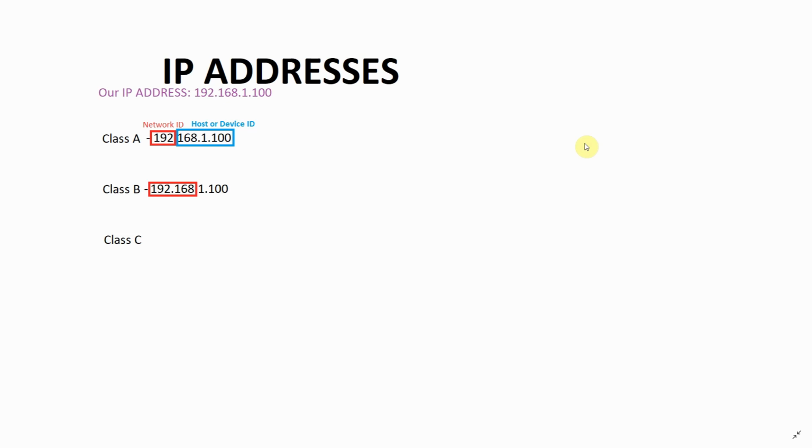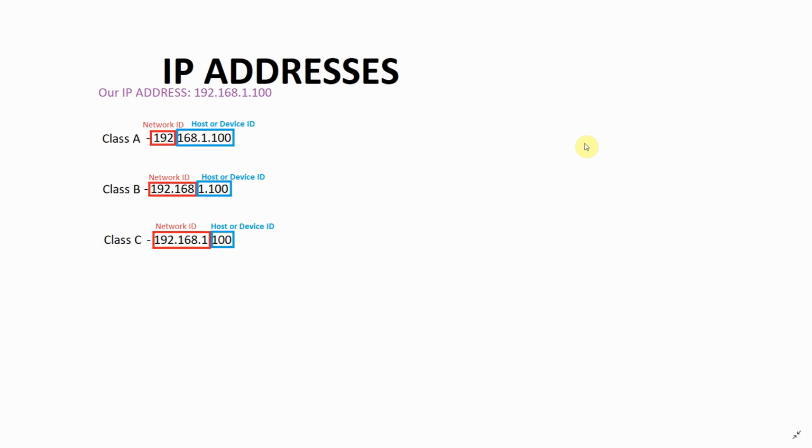192.168 would actually be our network ID. And then 1.100, our last 2 octets, those numbers would be reserved for host or device IDs. Okay? And let's say our IP address is class C. So that means the first 3 octets are going to be reserved for a network ID, and then the last octet will be reserved for our host or device IDs.